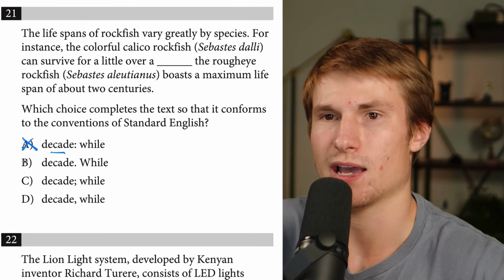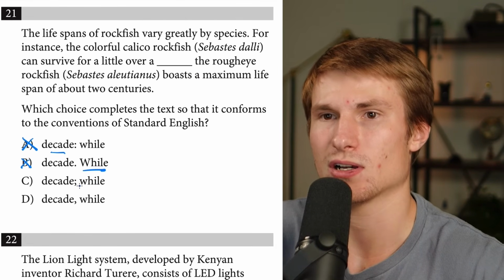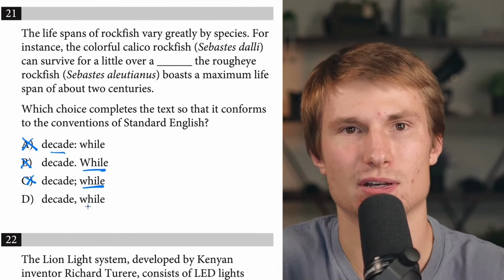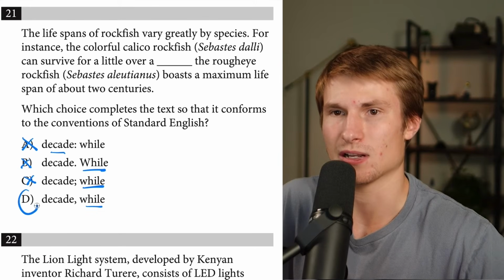We can also take a look at B. Once again, not an independent clause here. And then C, once again, not an independent clause here. Okay, we use that comma to connect that dependent clause from well on into this independent clause. Our answer would have to be D.